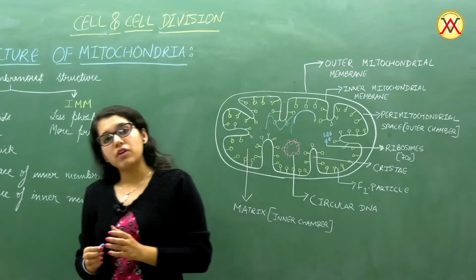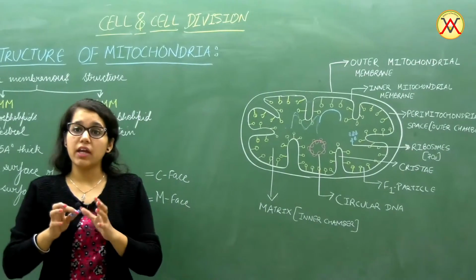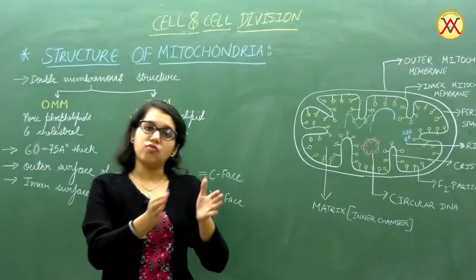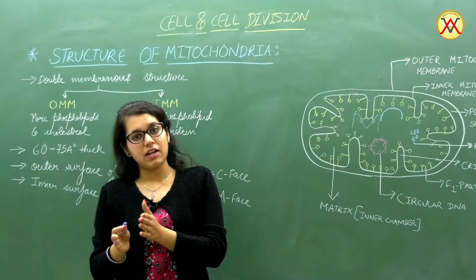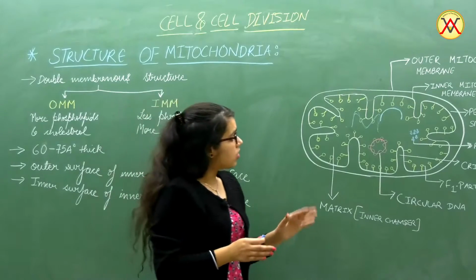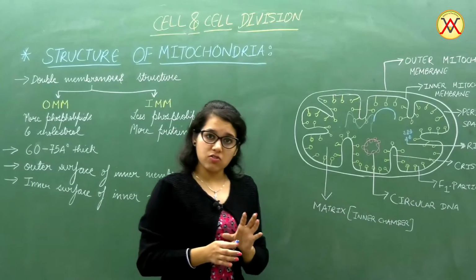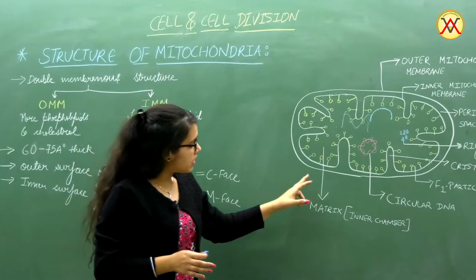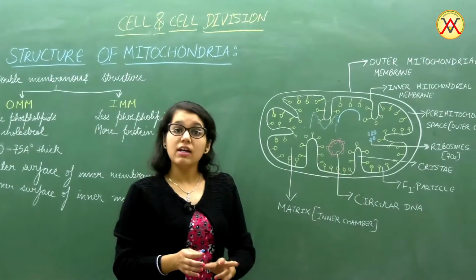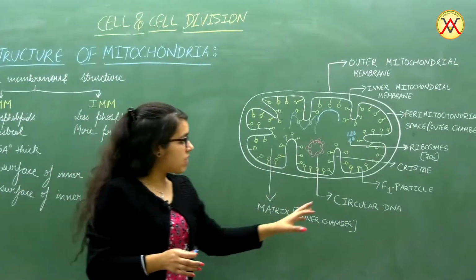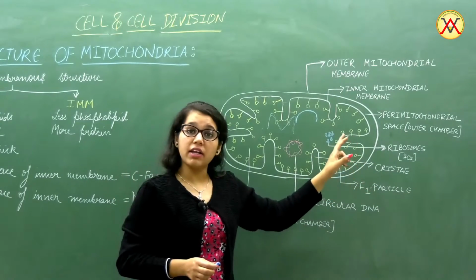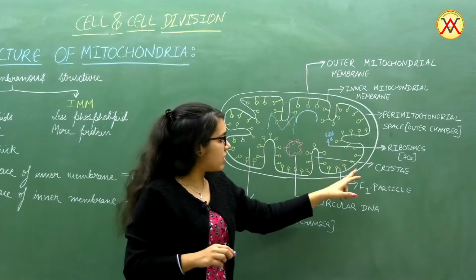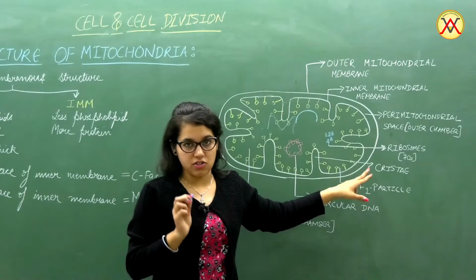So this was about the different phases in which the inner membrane is observed. If observed from the outside, we call it the C phase, and if observed from inside, we call it the M phase. Now apart from it, when we try to study the structure, we find that this inner membrane is folded inside, and this folded structure or the invagination is known as cristae. These invaginations of the inner membrane folded inside are known as cristae.